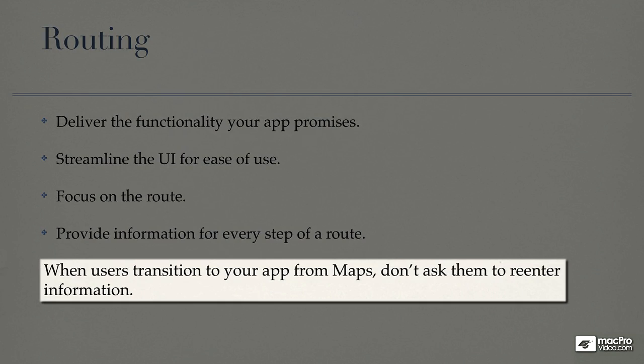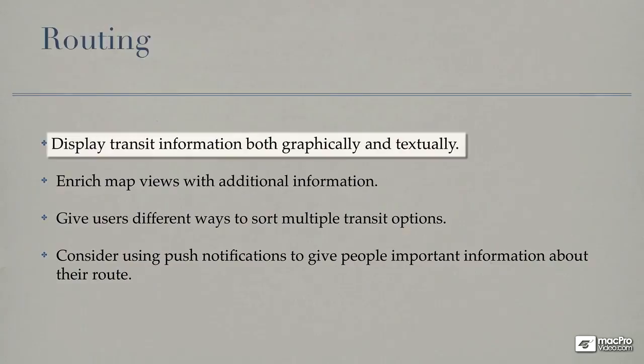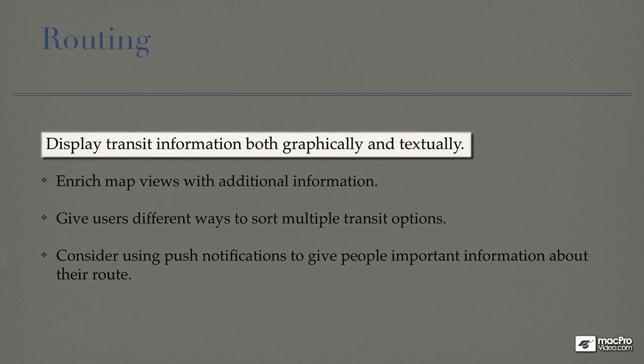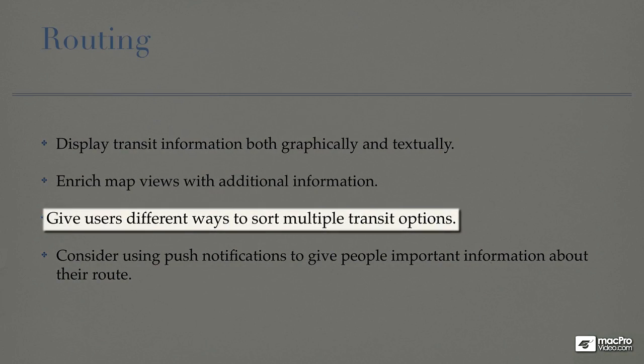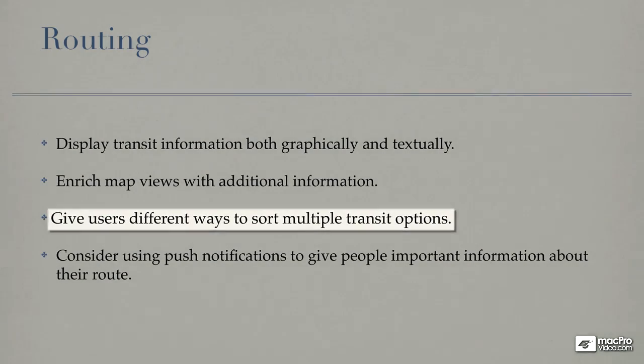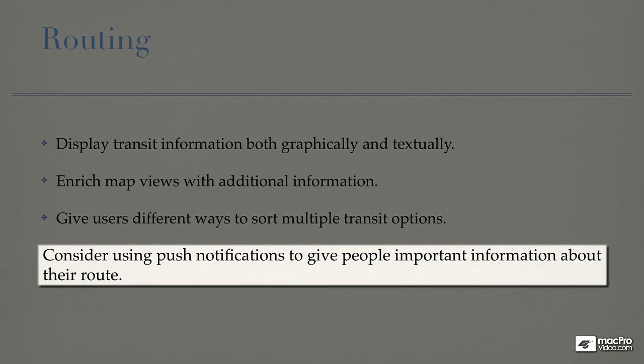And when users transition to your app from Maps, you don't want to ask them to re-enter information. So they shouldn't have to enter where they are and where they're going if they've already entered it. Display transit information both graphically and textually. Enrich map views with additional information. Give users different ways to sort multiple transit options. And consider using push notifications to give people important information about their route.